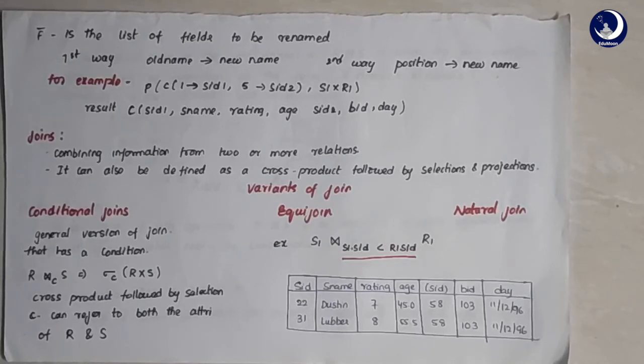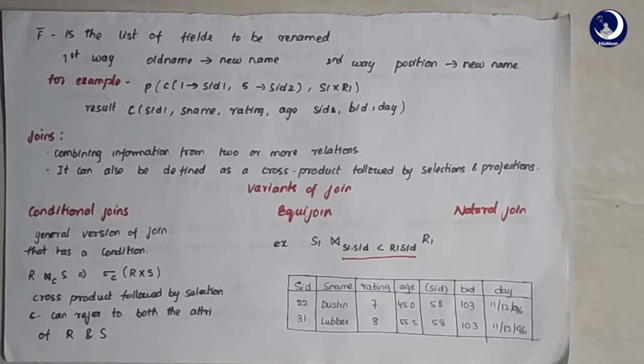Since it is a practical operator that we use in relational algebra, there are different variants of it. We have conditional joins, we have equijoins, and then we have natural joins. Now let us look at each of them briefly. The first one is the conditional join. This is a general version of join that has a join condition on the participating instances.